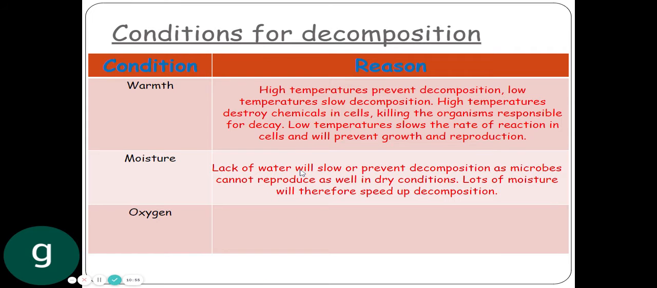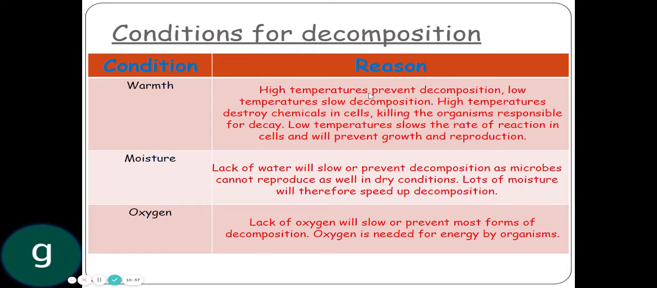So you're going to need to copy this down. For warmth, high temperatures, so really, really hot temperatures like an oven, will stop decomposition by killing the bacteria. Low temperatures slow it down. So the high temperatures kill the materials by destroying chemicals, and low temperatures stop the bacteria reacting and dividing.